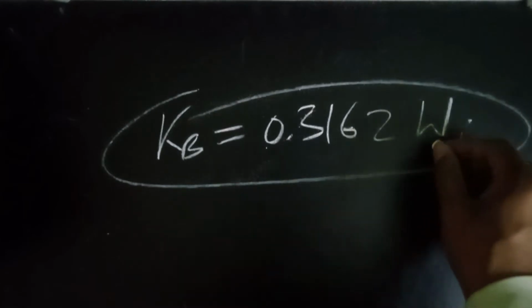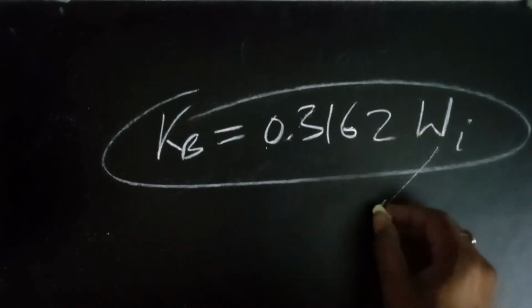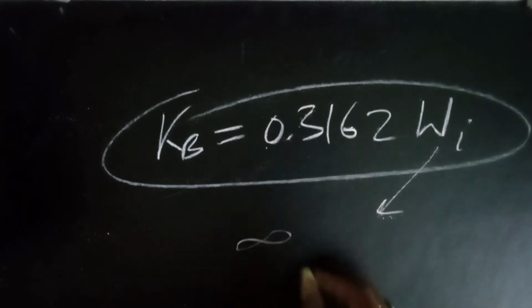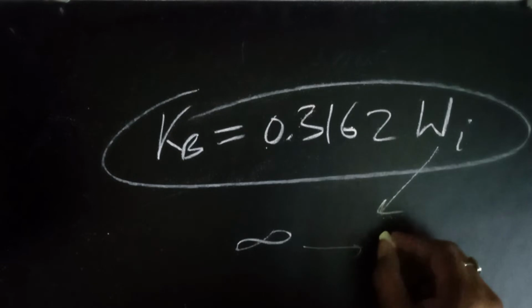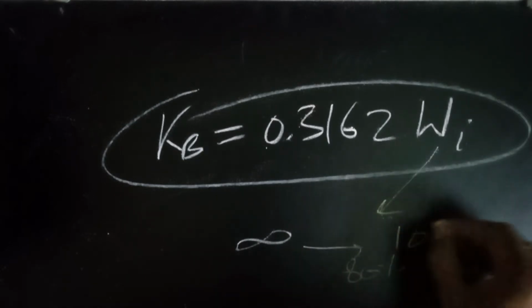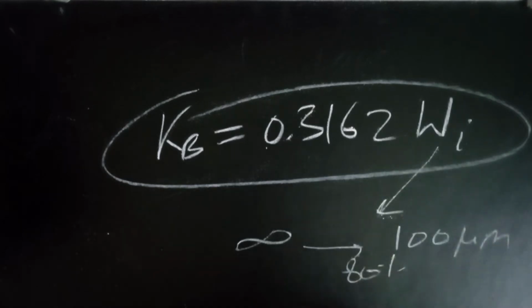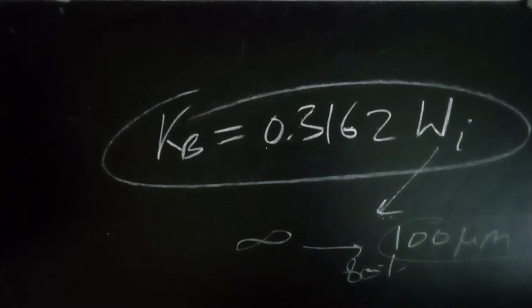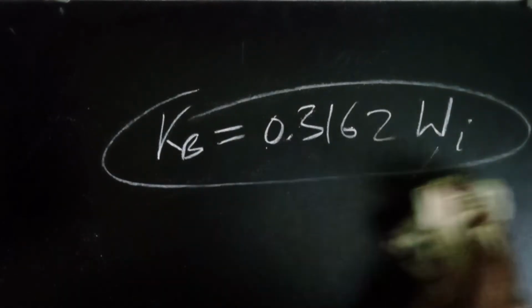Work index is nothing but the amount of energy required to crush a very large particle, that means infinite size particle, so that at least 80% of it passes through a 100 micrometer screen. That means 80% passing, to a size of 100 micrometer from infinite diameter. This is the formula. And one more main thing is Rittinger's number, which is nothing but 1 upon Rittinger's constant.